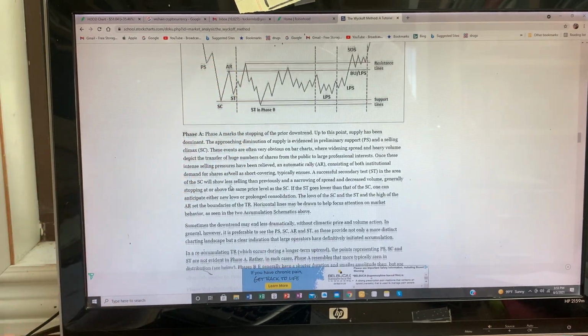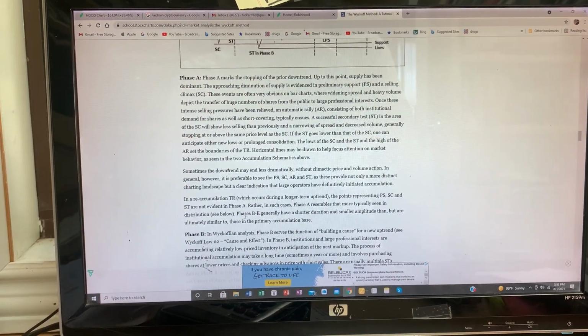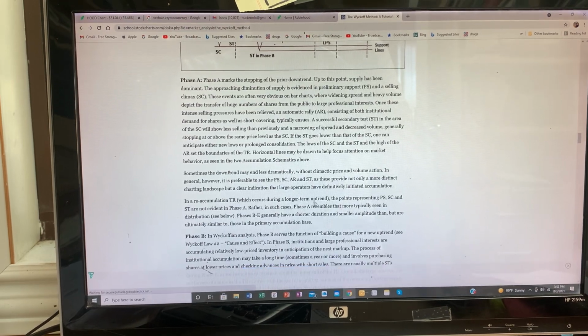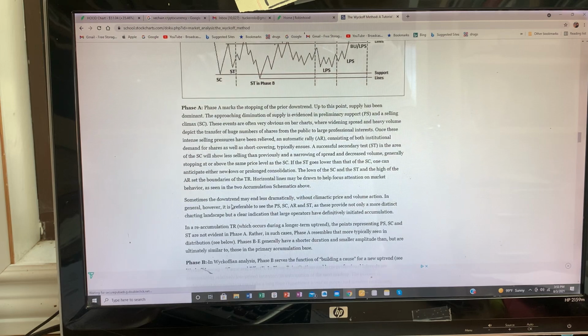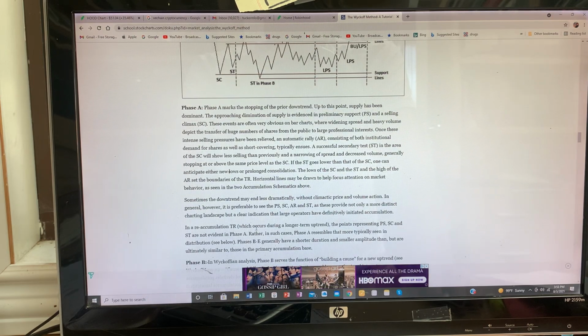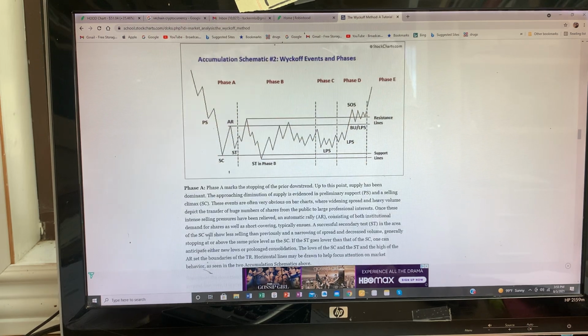And then they said one other thing in here that was really important. This part. In a reaccumulation, the TR, I got to find out what that is, but it occurs during a longer uptrend. The points representing PS, SC, and ST are not evident in phase A.